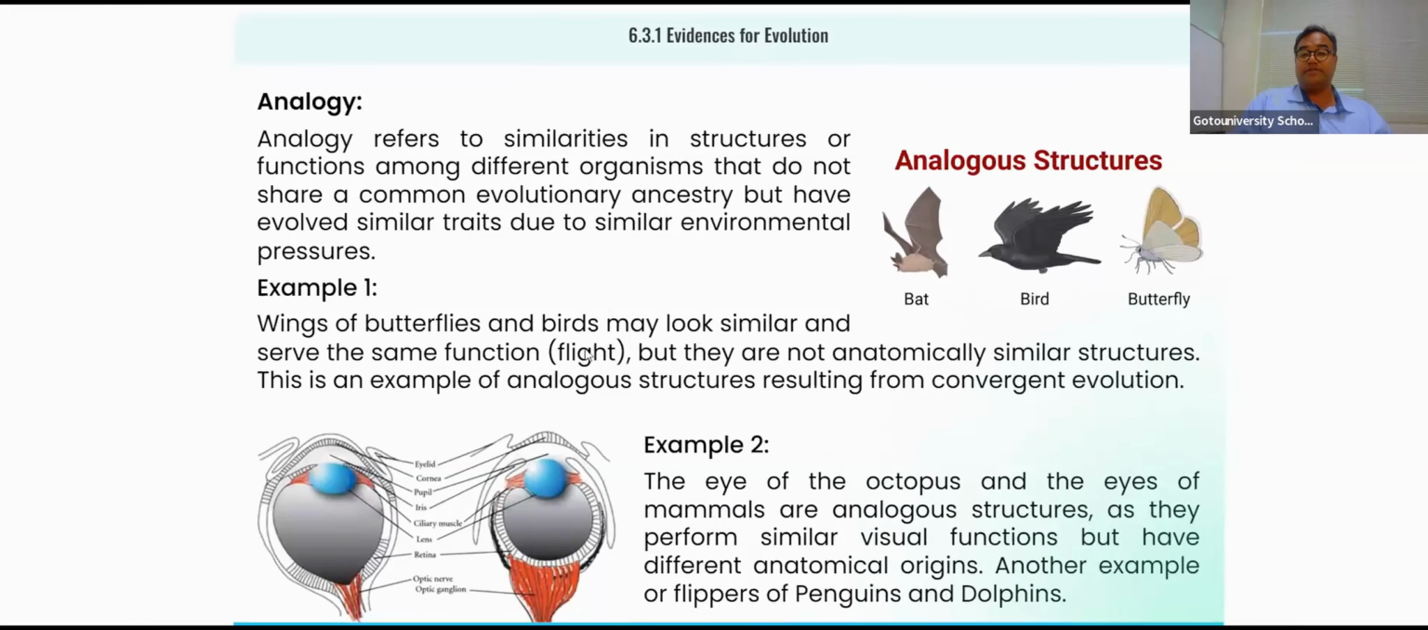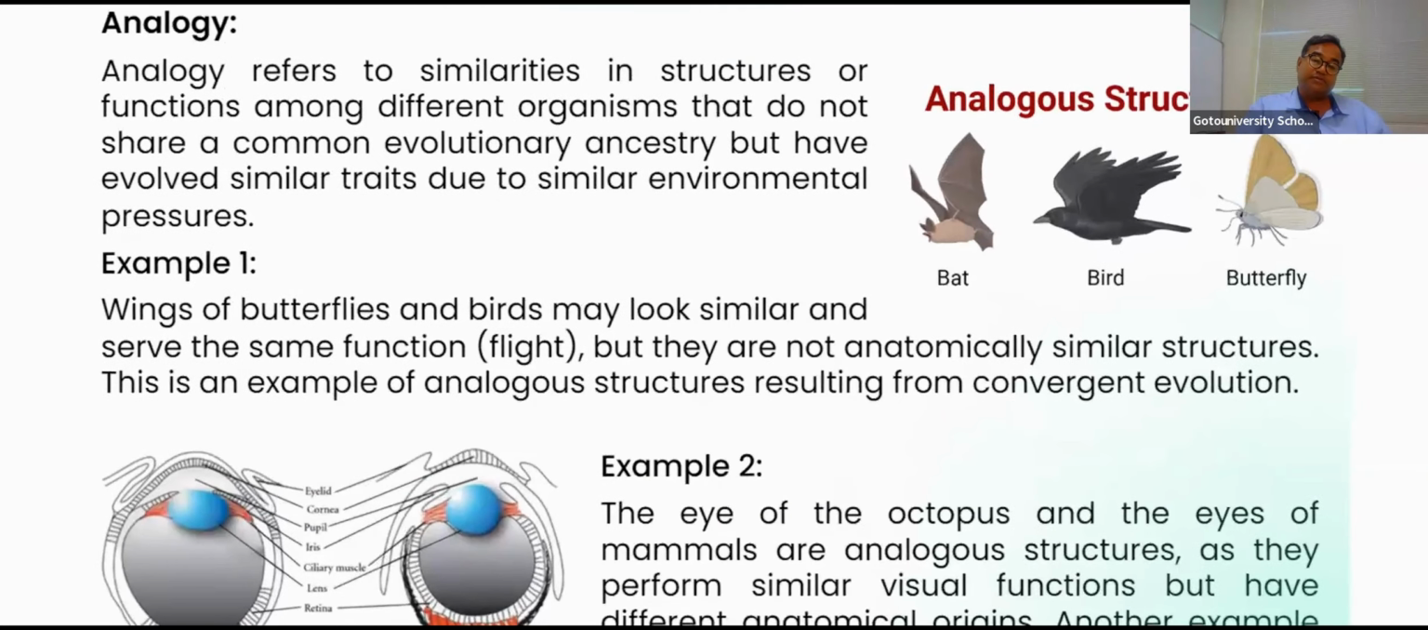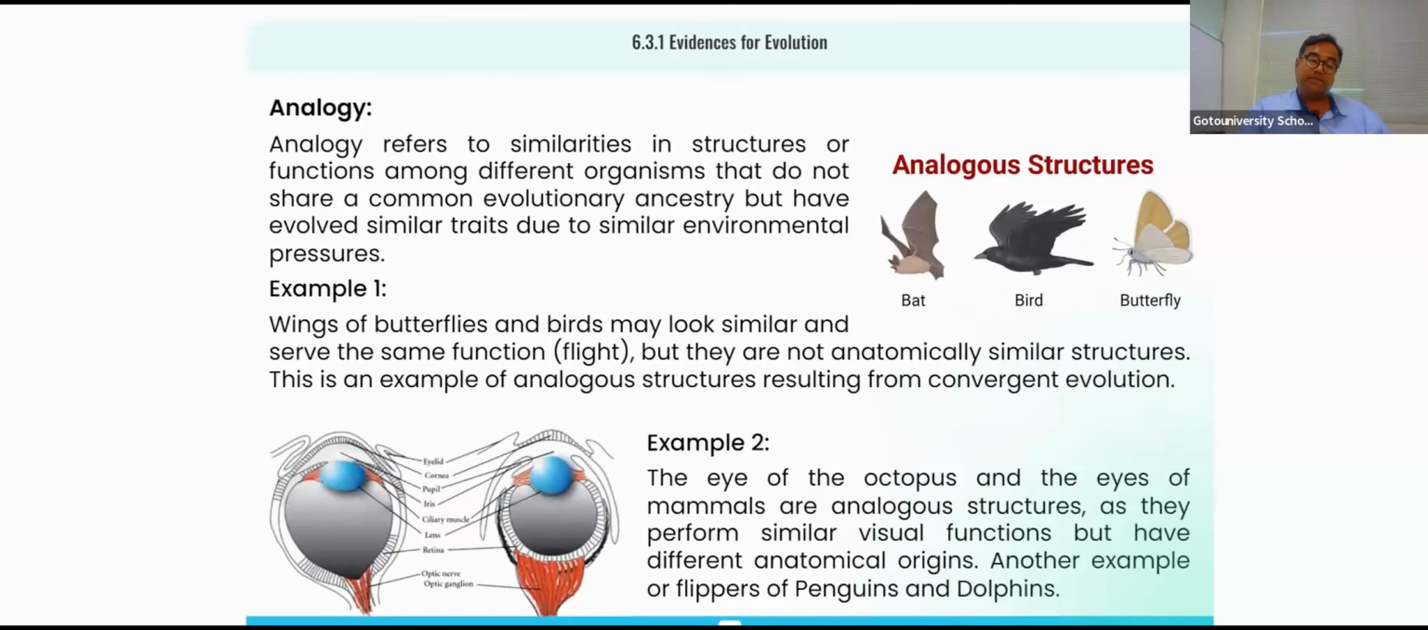So the wings of the butterfly and birds look similar and serve the same function, but they are not anatomically similar structures. The wings of the butterflies and the birds are not similar, right? So this is an example of an analogous structure resulting from convergent evolution. Convergent evolution, right?